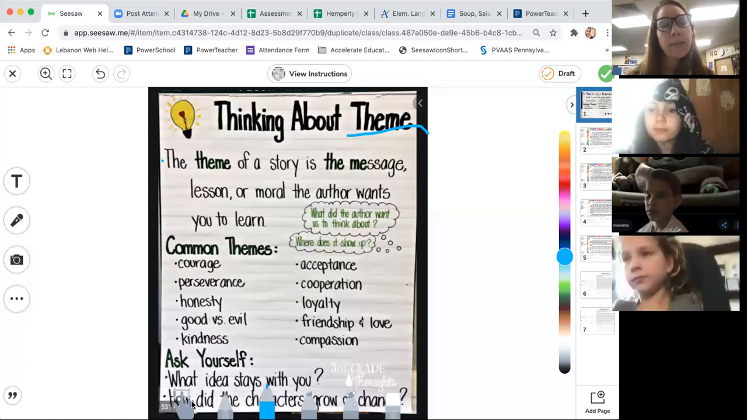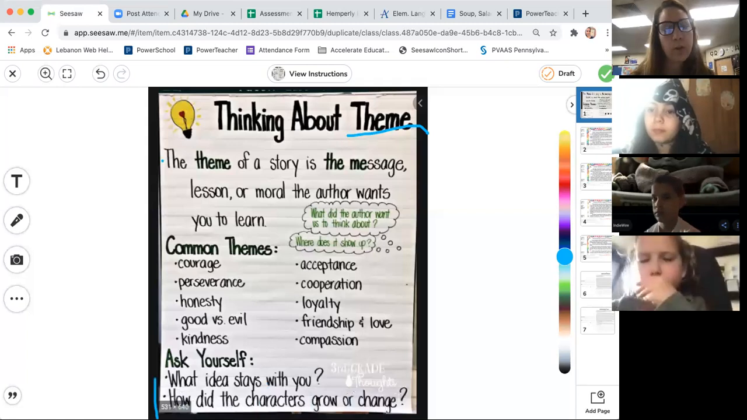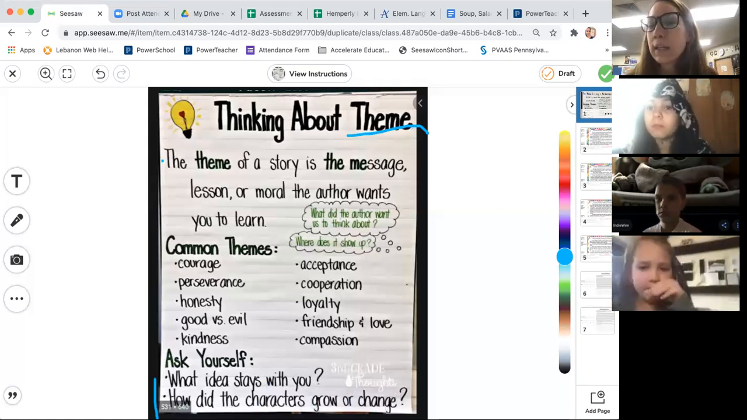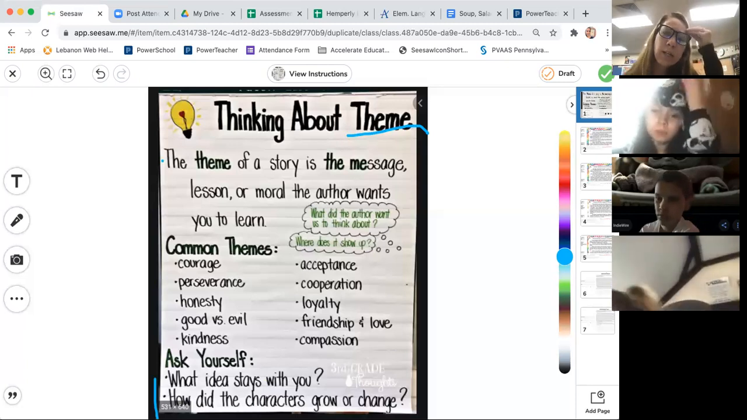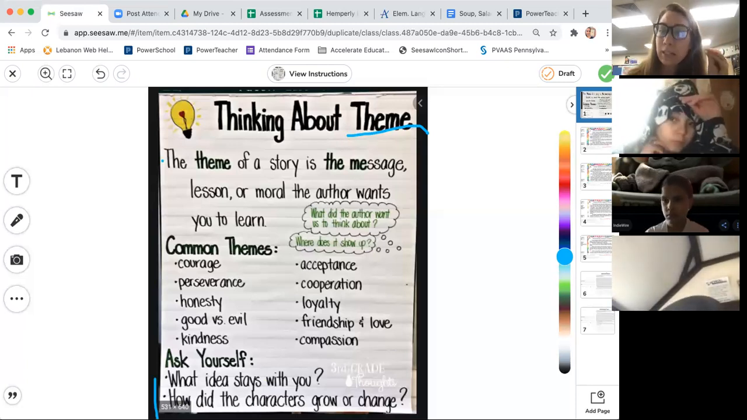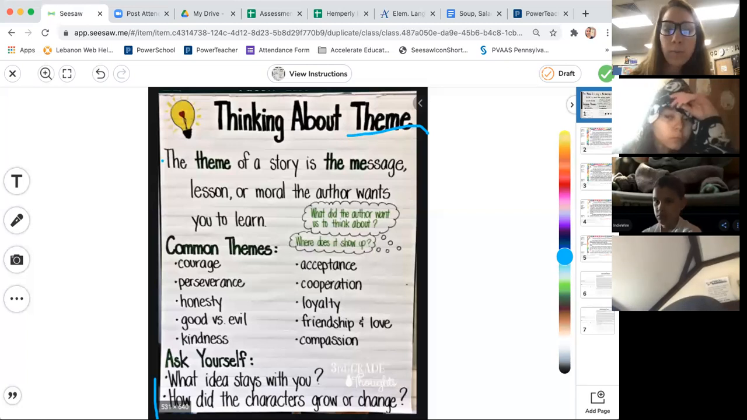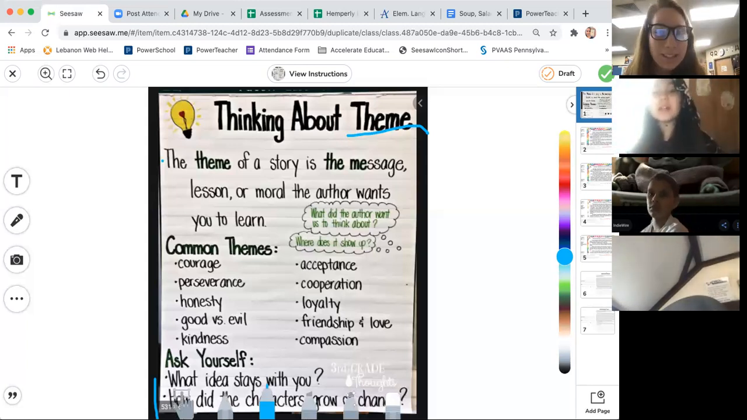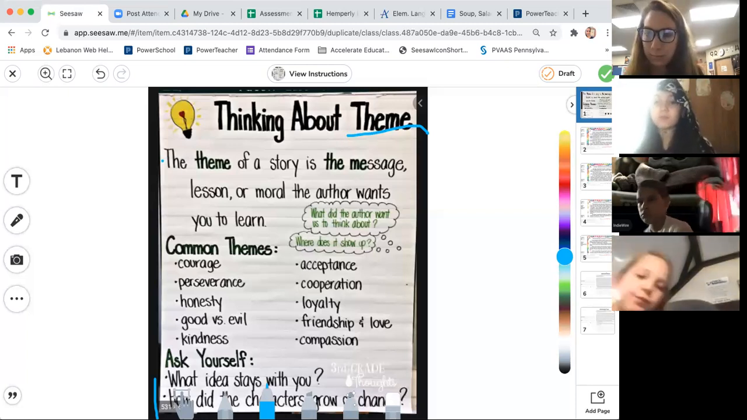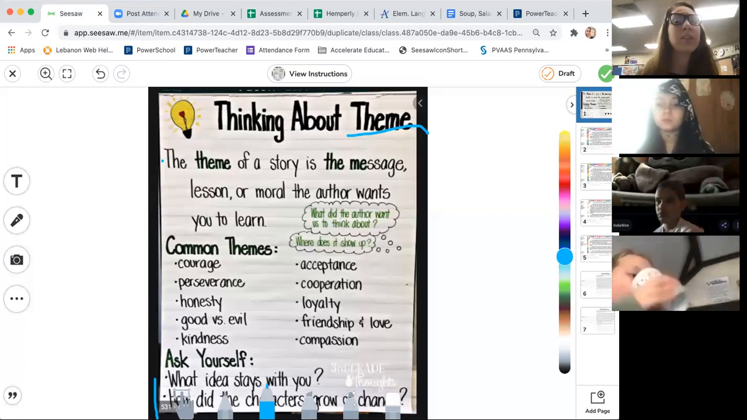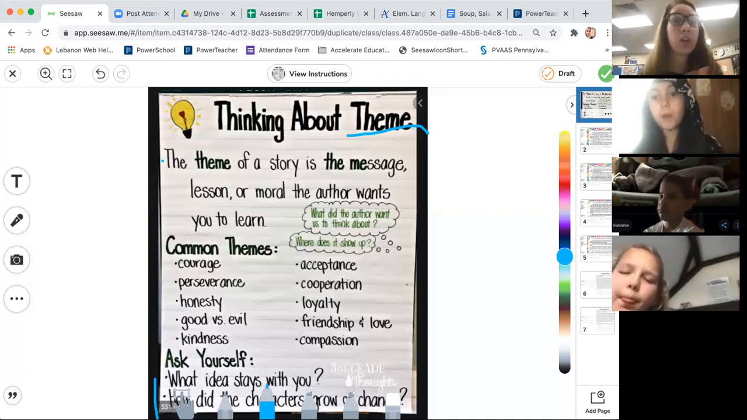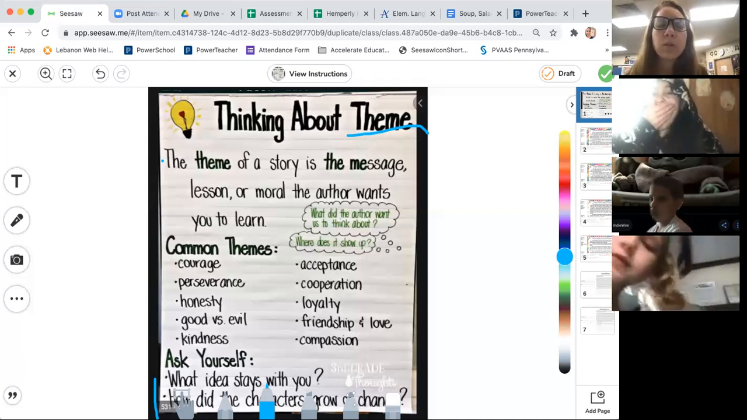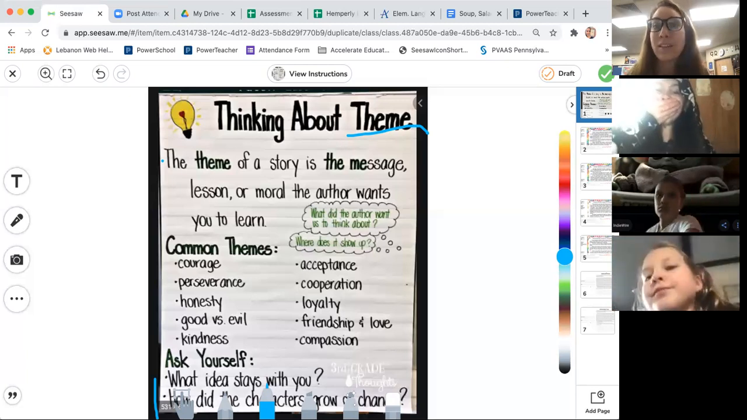So when you're trying to find theme, I'm going to just make a line here so I can see down lower. It says, ask yourself, what idea stays with you? What is stuck in your brain after you're done reading this? Did they try to teach you an idea that's supposed to stick with you? And how did the characters grow or change? When the characters are growing and changing, that's normally for a reason. If the characters just stay exactly the same, they don't learn anything. Okay? So when they learn something, they normally change. Why did they change? How did they change? Those are the type of questions that will answer what is the theme of this story.